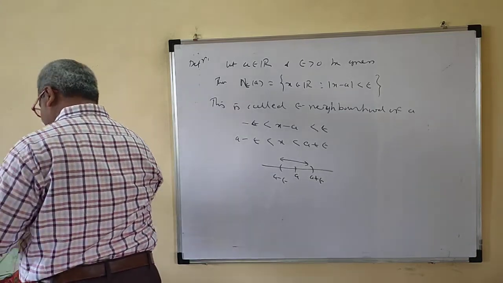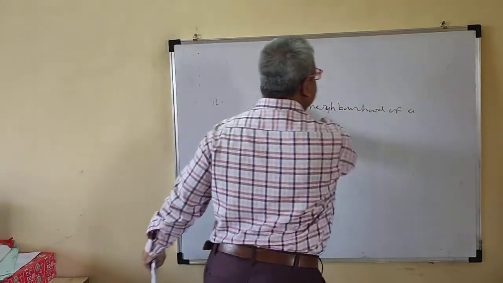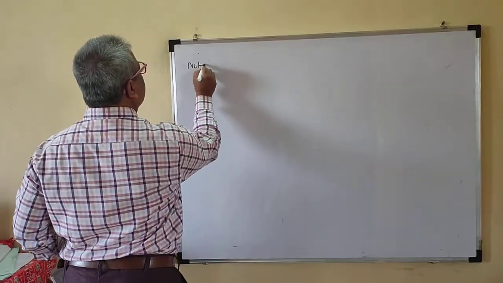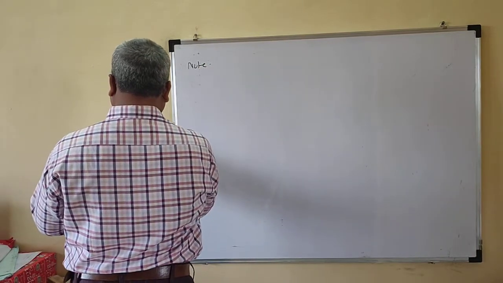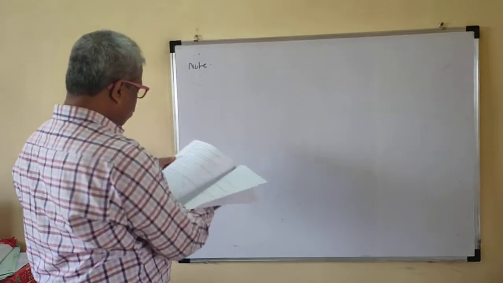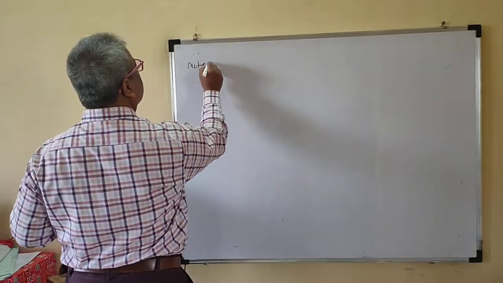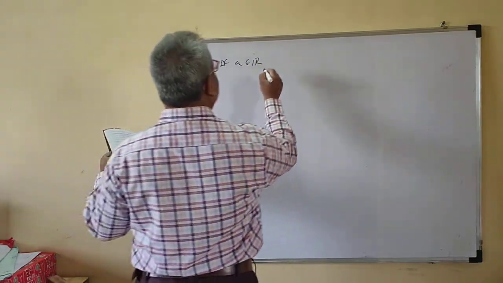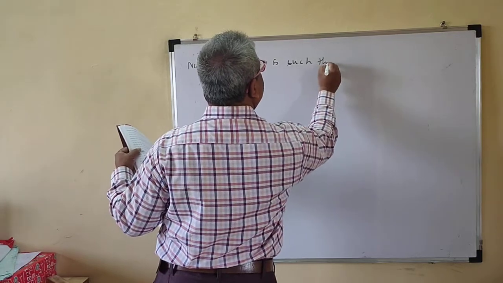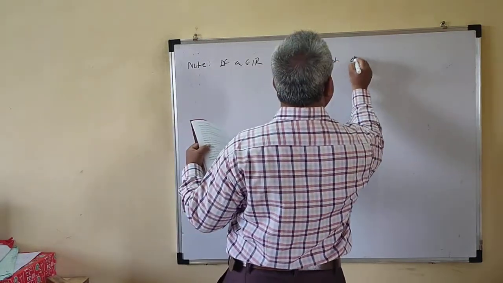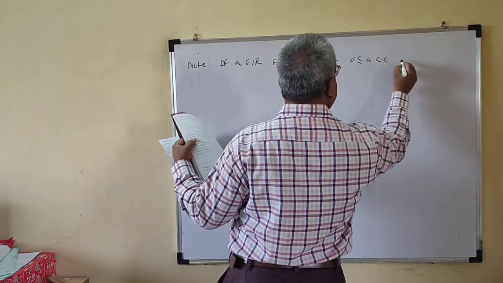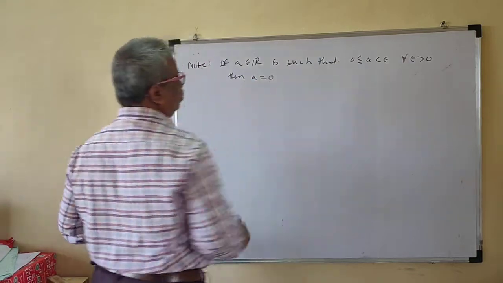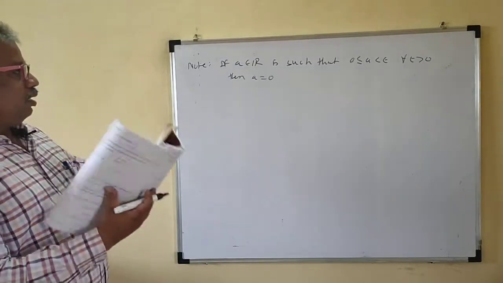We'll see a theorem for this now. First we'll write a note. If A belongs to R is such that 0 less than or equal to A less than epsilon, for all epsilon greater than 0, then A is equal to 0. So this note we will apply in this theorem.